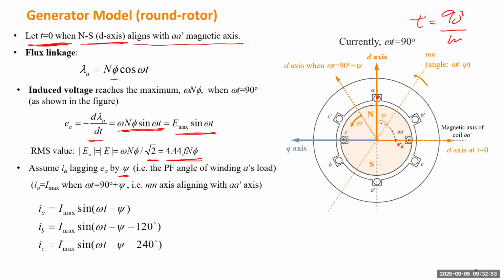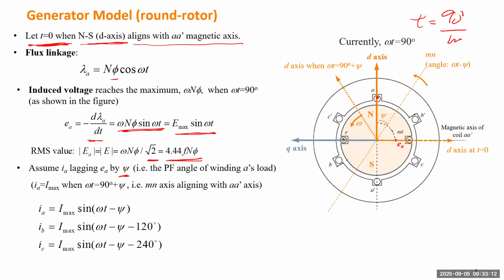So we can easily write down the expressions for the currents in winding A, winding B, and winding C. We simply copy the form of the voltage and put in negative psi as the power factor angle.